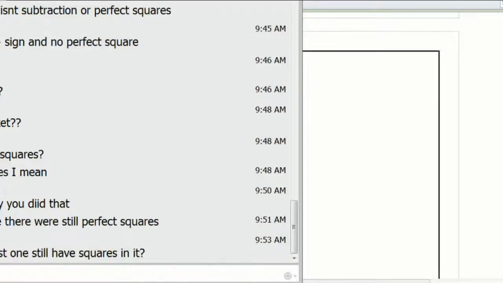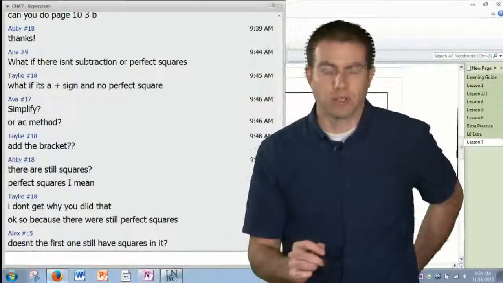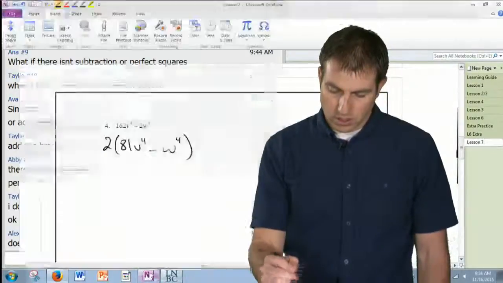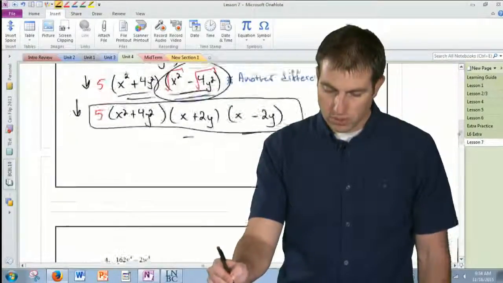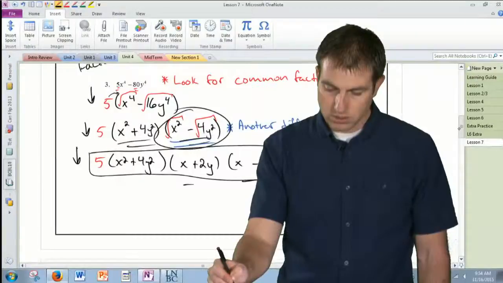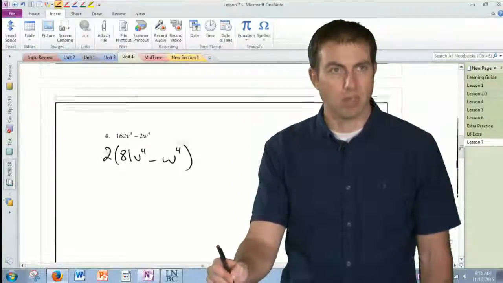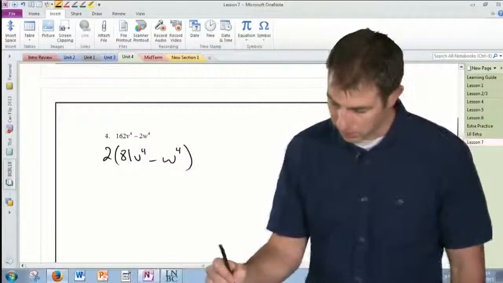Alex, I'm not sure I know what you mean by the first one. Doesn't the first one still have squares in it? Like, yeah, I'm not sure which one you're referring to. I'll just keep plugging away at this, and if you can clarify, maybe I can help you answer that.